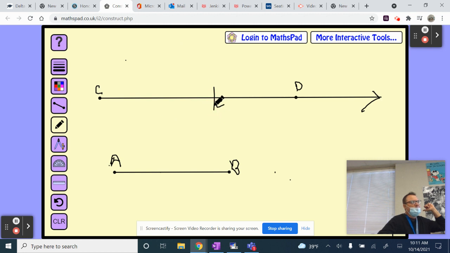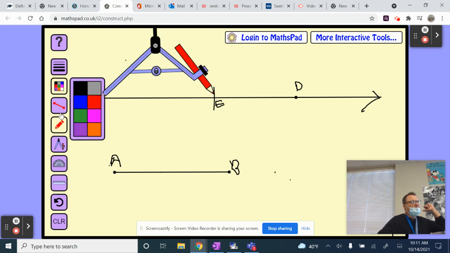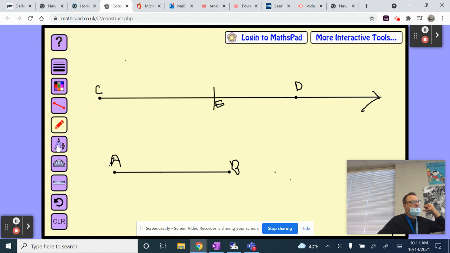So this arc right here, that's going to be point E. And if you complete this construction correctly, CE is going to be congruent to AB. So I can put a congruent mark through it, and I can say that this piece right here is congruent to this piece right here.